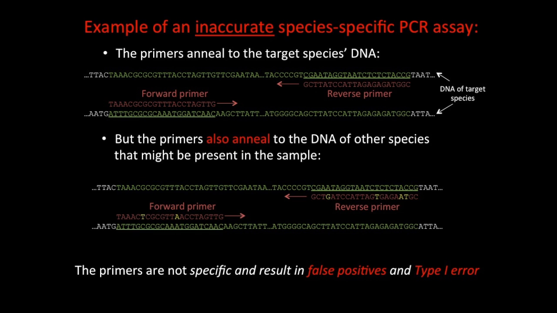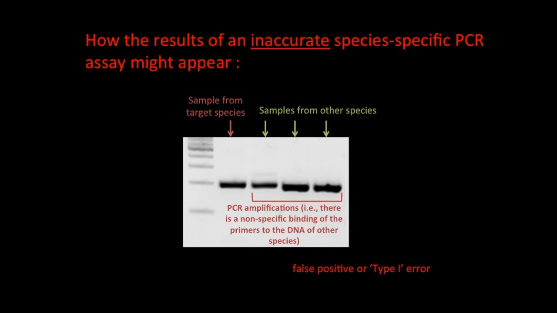In the case of an inaccurate species-specific PCR assay, the primers may anneal to the target species DNA. However, the primers also anneal to the DNA of other species that might also be present in the sample. Therefore, the primers are not specific, and false positives, or type 1 error, occurs. Using gel electrophoresis in the laboratory to assess the PCR product arising from a flawed test, the false positives are indistinguishable from true positives arising from the target species DNA.